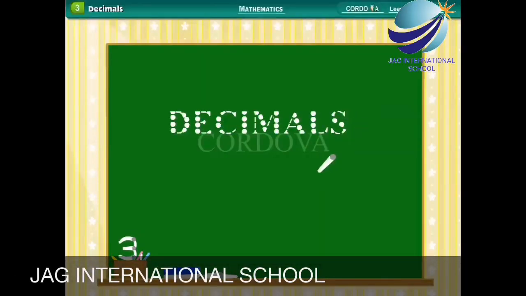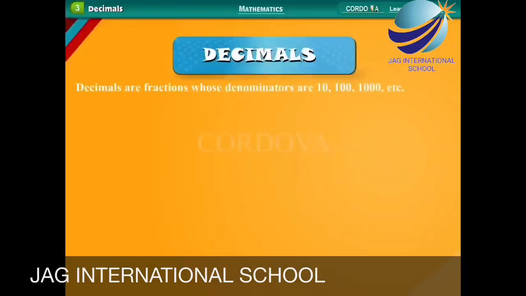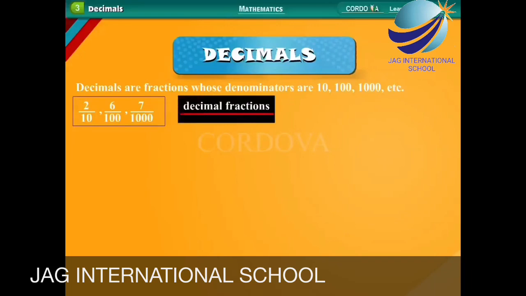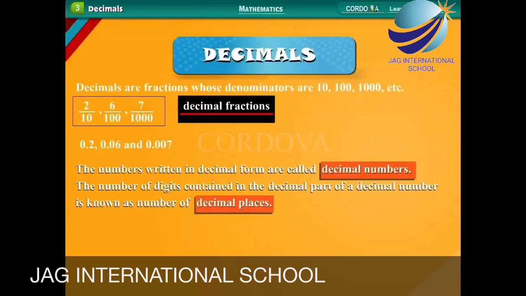Decimals. Decimals are fractions whose denominators are 10, 100, 1000, etc. For example, 2 upon 10, 6 upon 100, 7 upon 1000, etc. are all decimal fractions and can be written as 0.2, 0.06 and 0.007 respectively. The numbers written in decimal form are called decimal numbers.